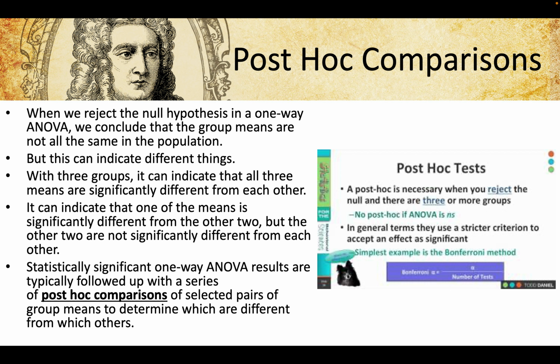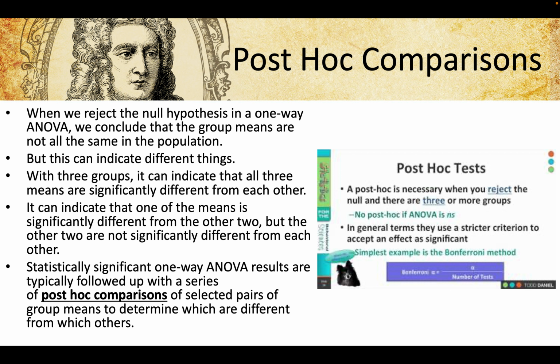Statistically significant one-way ANOVA results are typically followed up with a series of post hoc comparisons of selected pairs of group means to determine which are different from which others. A post hoc is necessary when you reject the null hypothesis and there are three or more groups. No post hoc if ANOVA is NS.